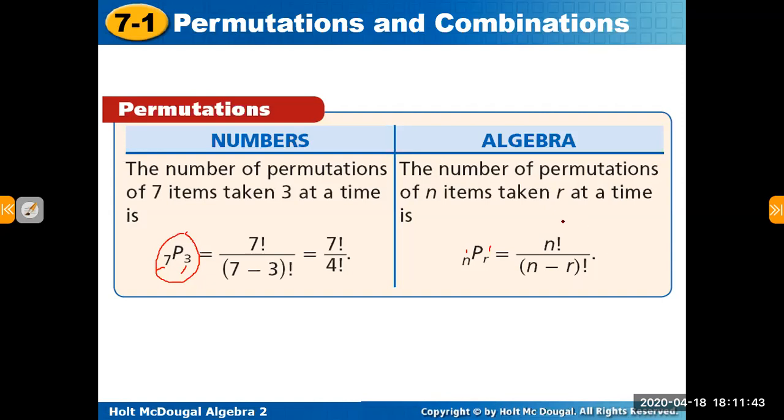So this is the general formula and you have to memorize this. Here n is the total number of items, r is the number of items we are choosing out of n items.